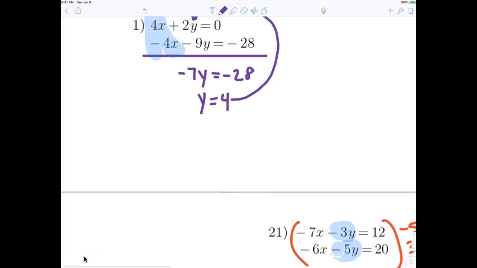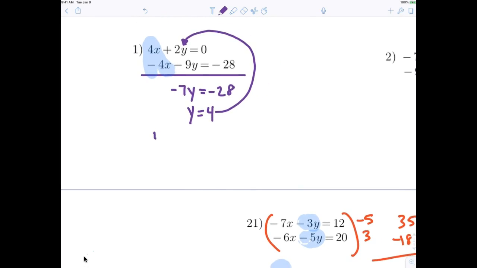So here we go. I have 4x plus 8 equals 0. 4x equals negative 8. x equals what? Negative 2. So my solution is what? Negative 2, 4.